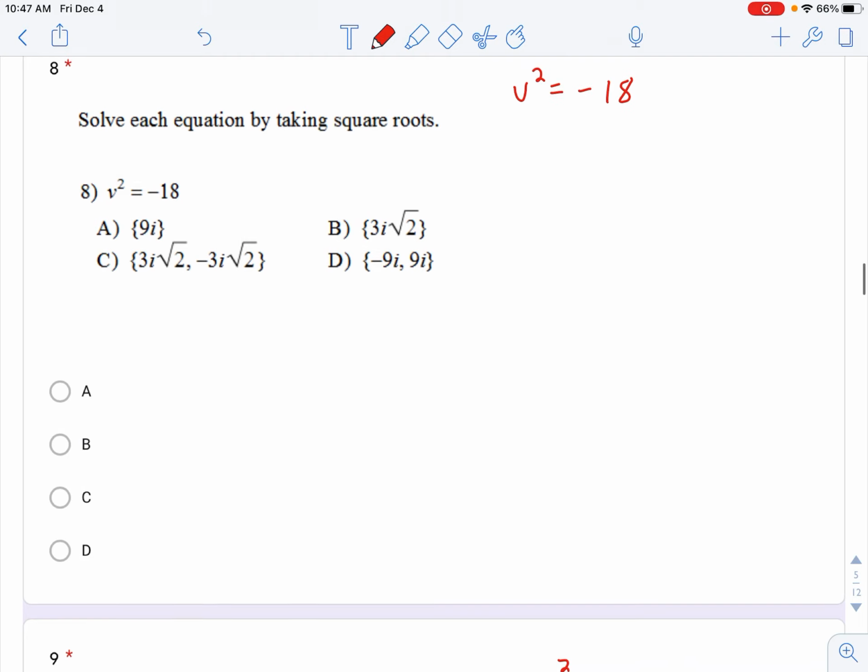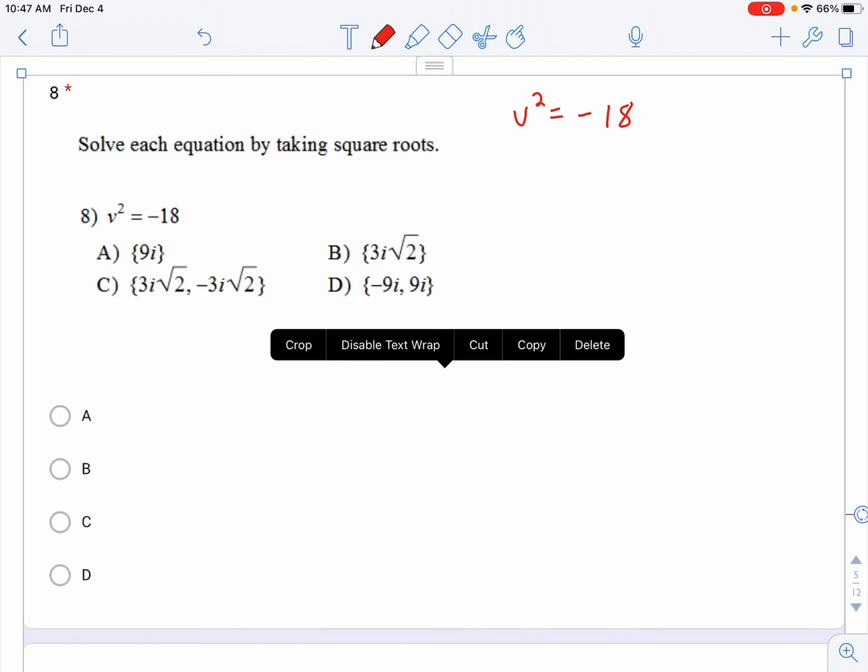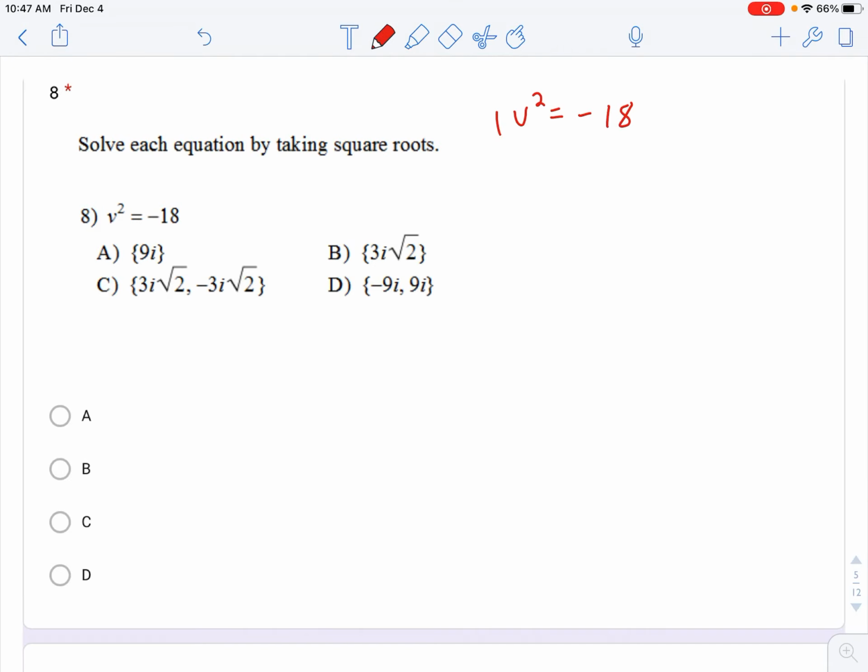Number 8, solve by taking square roots. So I went ahead and copied the problem off to the side so I have room to work it out. To isolate v, of course, you need to take the square root. So a square root and a square cancel each other out, and you need to do that on the other side. So we get v equals. Now, a couple things are going on here. Whenever you square root to solve an equation, you have to put a plus minus down on your answer. This is what we call the square root property.